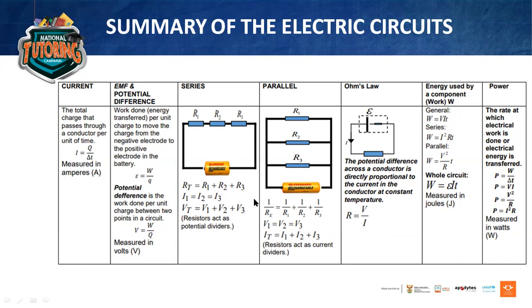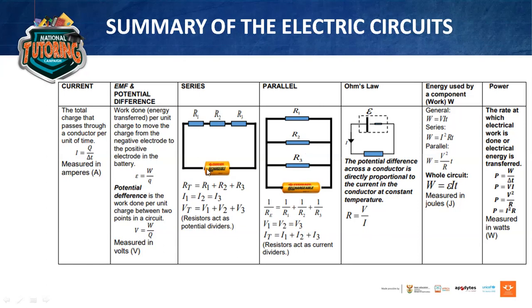Okay, but your total current is going to be divided. So why is it going to be divided? Because your current is going to start here, and some of it is going to split here and split there and split there. So that's why they call a parallel circuit a current divider.